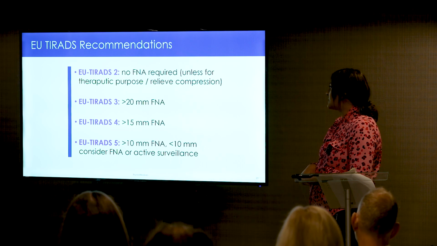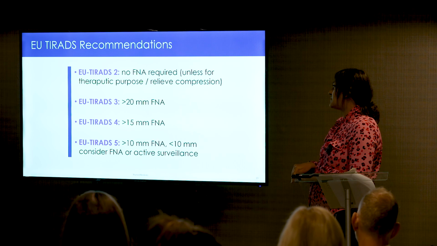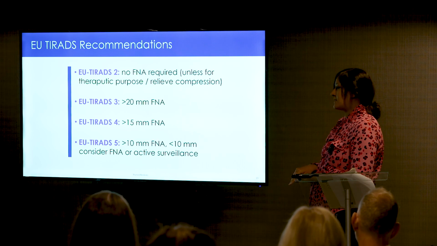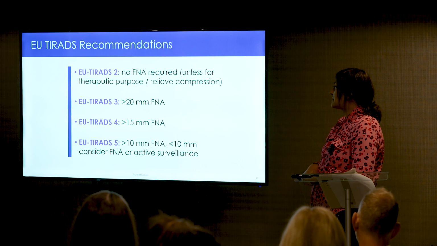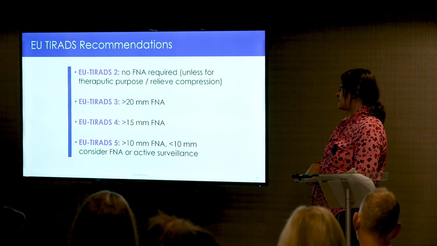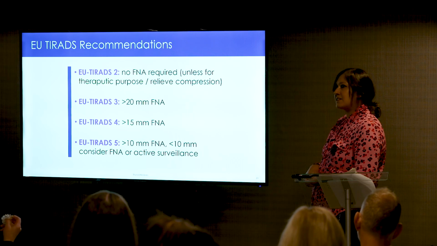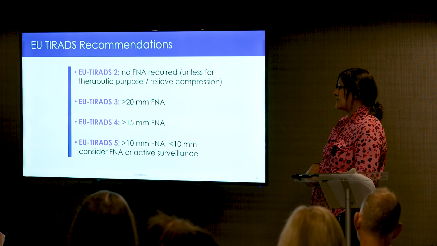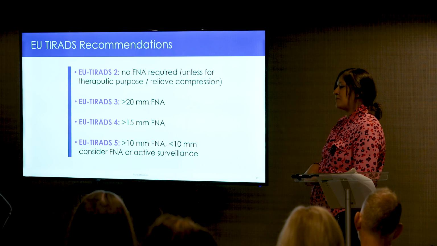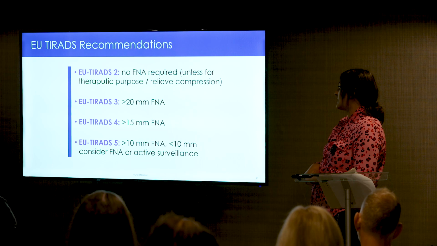For EU TIRADS 4, this threshold is lowered to 15 millimetres. Again, this is considered intermediate risk rather than high risk. And then you'll see for EU TIRADS 5, for any nodule that's less than 10 millimetres in size, you can actually consider active surveillance, probably based on the fact that evidence shows that malignancies can be clinically occult for years.